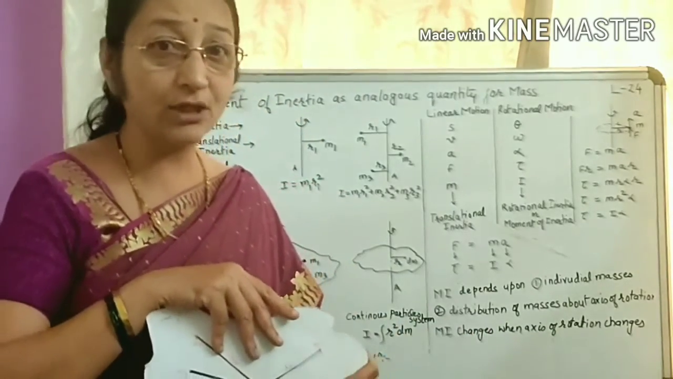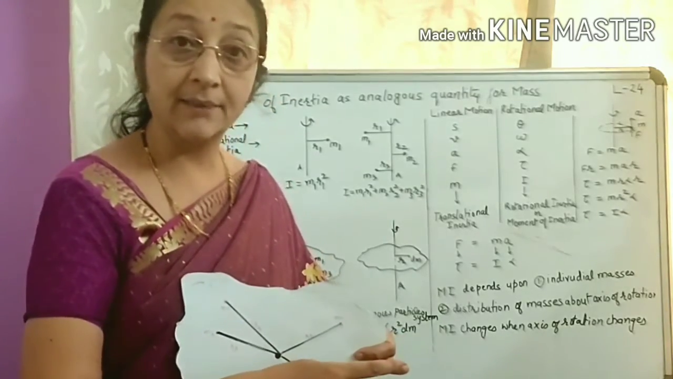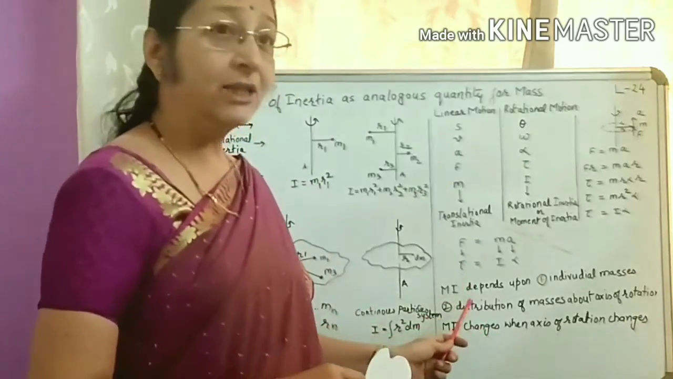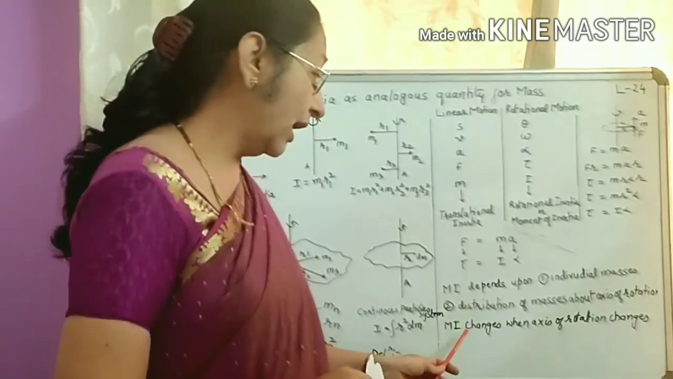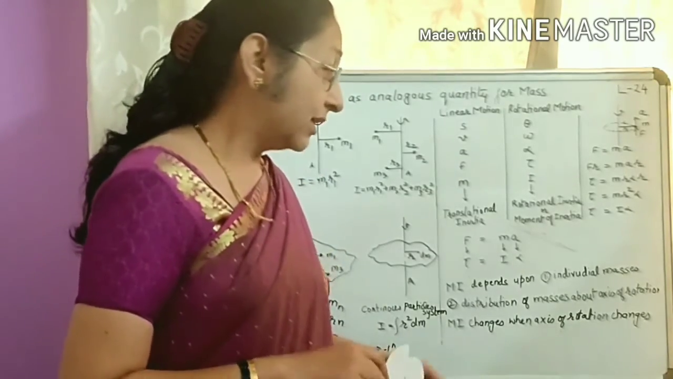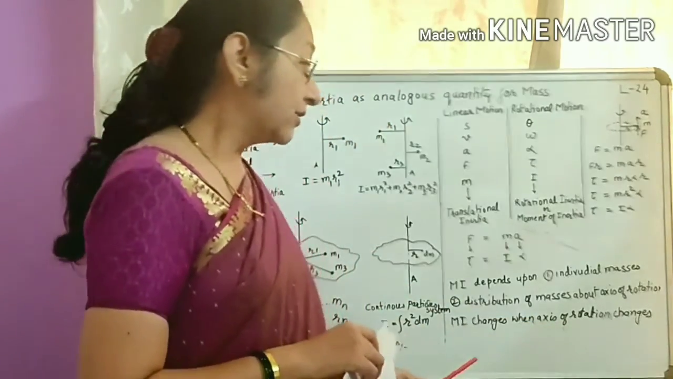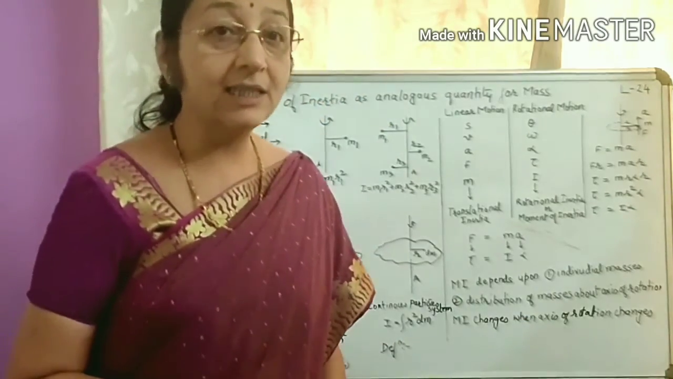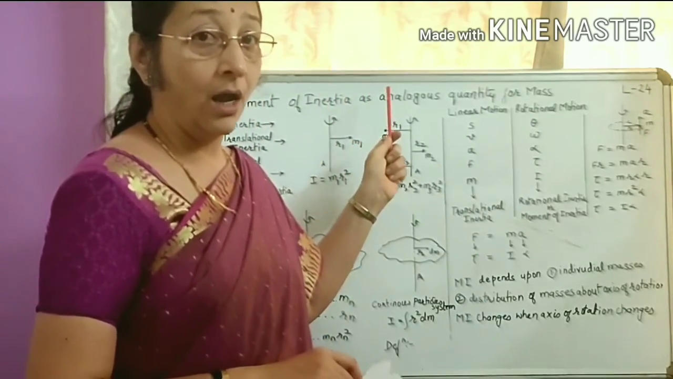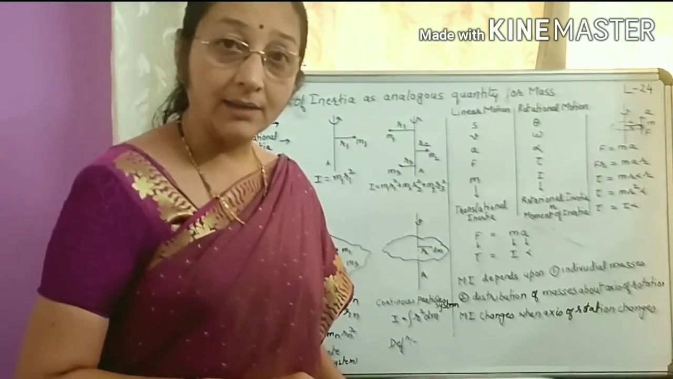So here the axis of rotation is also important. At what distance are the masses from the given axis about which we are finding the moment of inertia. So on these 2 points the moment of inertia depends. Also the moment of inertia changes when the axis of rotation changes. So in this way, today we have discussed the moment of inertia being the analogous quantity for mass.